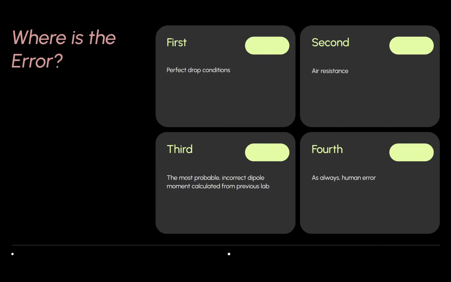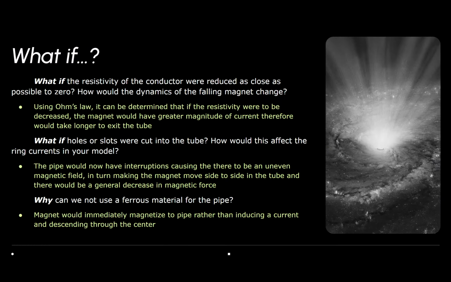Where's the error? First off, it's very hard to calculate perfect drop conditions. You can boil that down to human error as well. Second is air resistance. This wasn't really considered anywhere. It probably isn't significant, but it definitely would add something. And the most probable source of error is my mu magnitude. I think it's calculated incorrectly, and I think that's why I was getting about 172% difference. But all in all, it's not that bad. It's just not great.